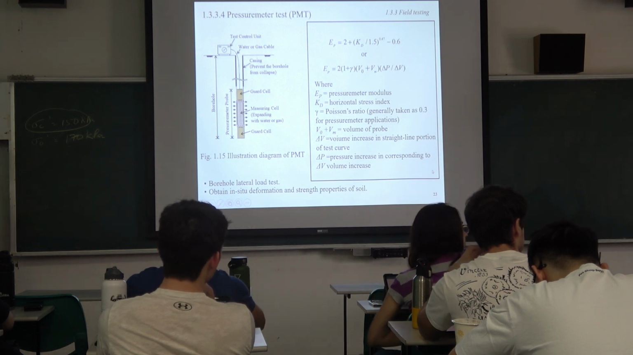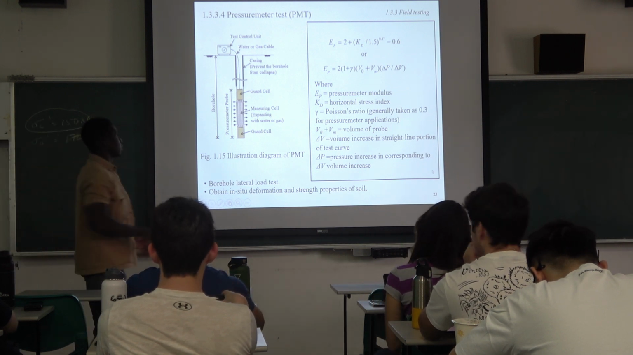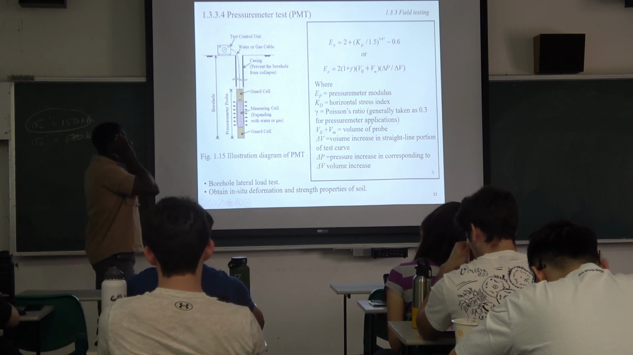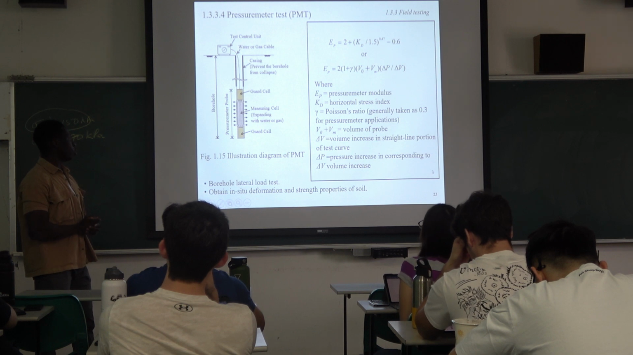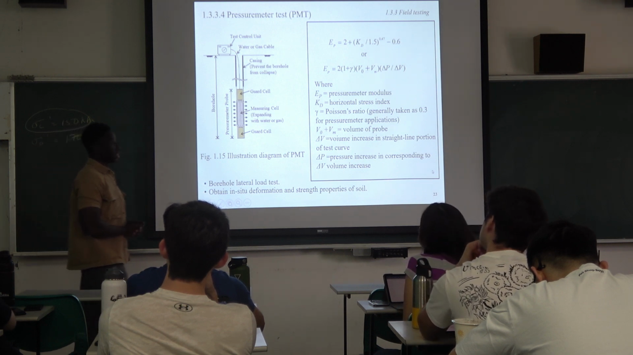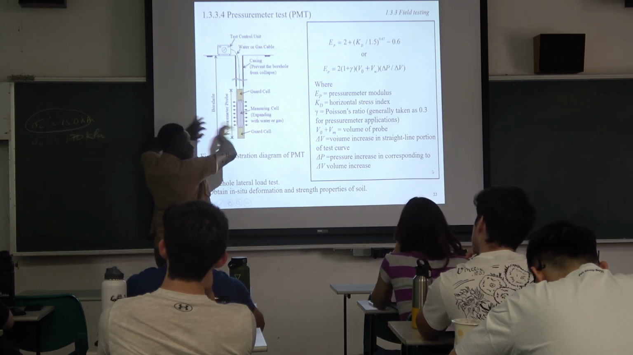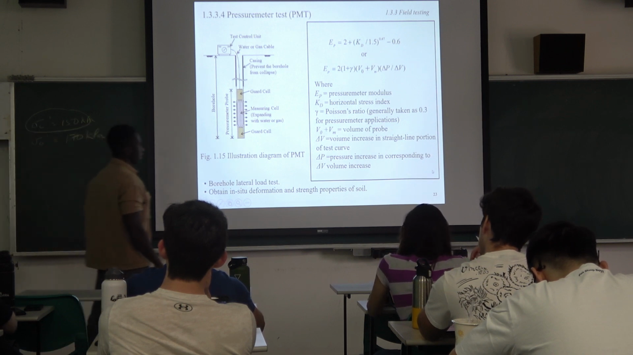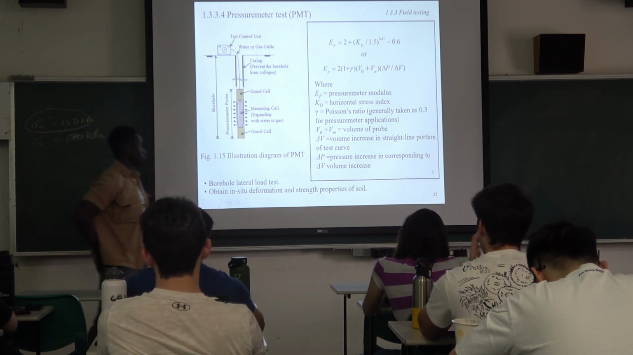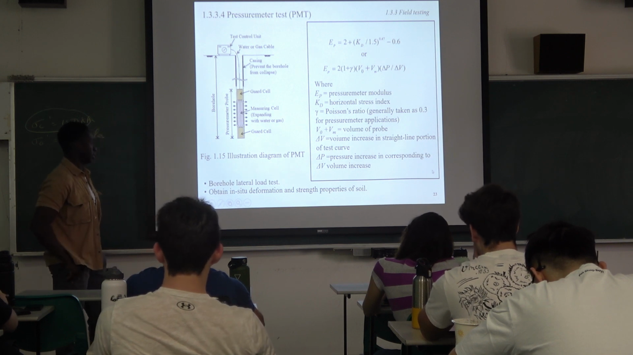Okay, and this one is the pressuremeter test, and the other name for it is the borehole lateral test. Lateral as in it's moving laterally, moving outwards. It is used to obtain the in situ deformation and the strength properties of the soil.